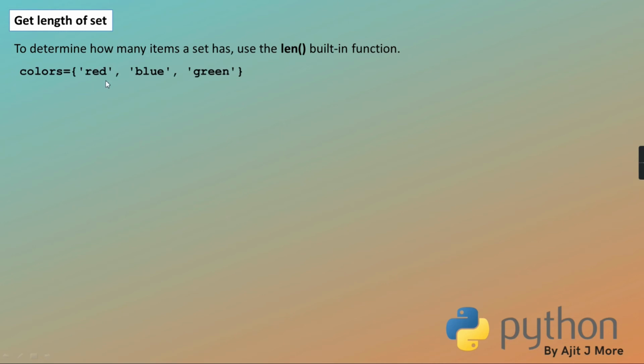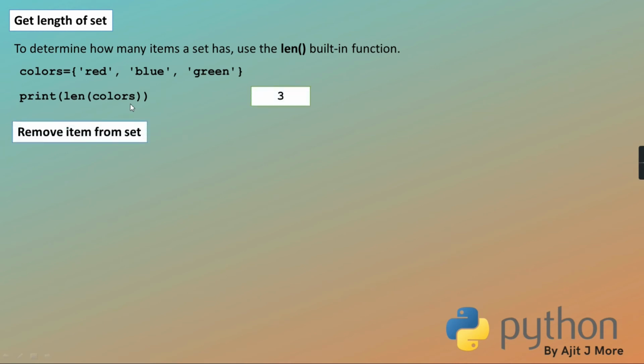See, colors equal to red, blue, green, and we are writing print length of colors. As there are 3 elements in that, it will display 3. Okay, now coming to removing an item from a set. To remove any item from the set, the pop method is applicable. Pop method is there, but to that pop, index provision is not there. Getting? Which was possible for list.